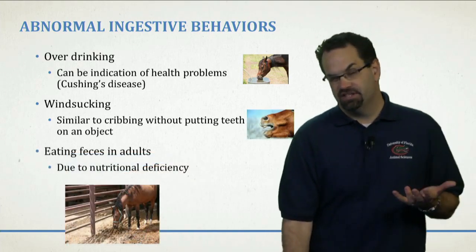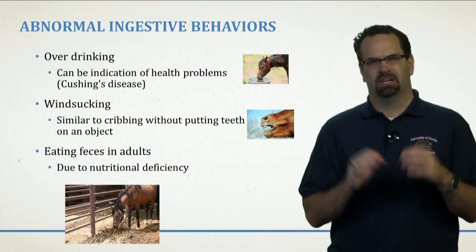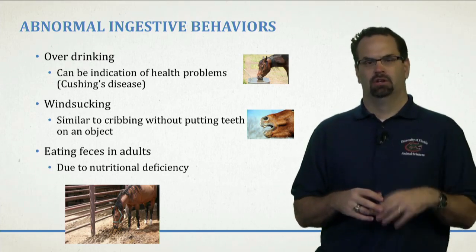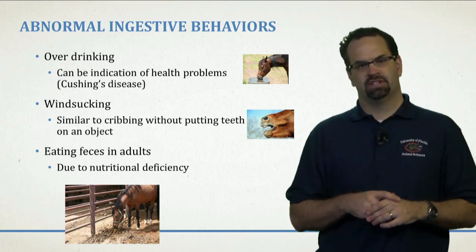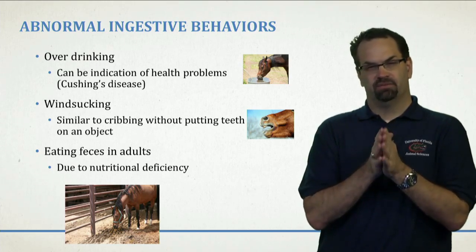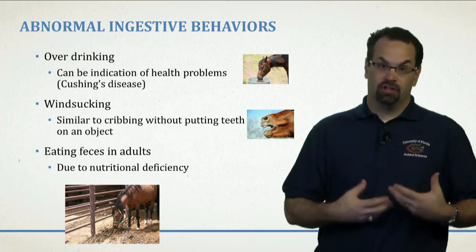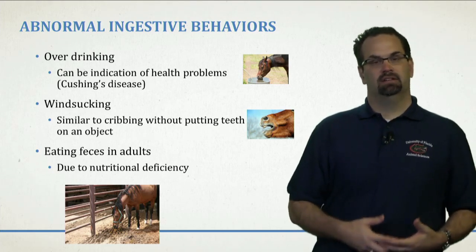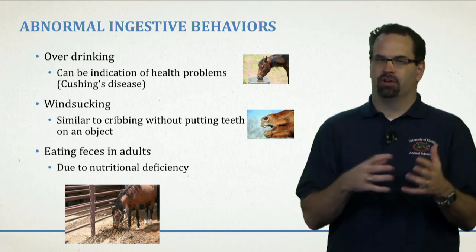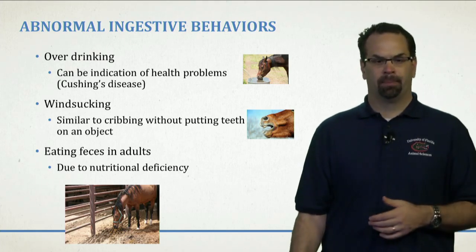Things like eating feces for adult horses is abnormal, and typically it's because there's something lacking in their diet, a nutritional deficiency, or they're starving. You'll notice they'll start to eat their feces. Now, I will say in foals, it is normal for them to eat some feces because we believe that helps them establish the good gut bacteria that they're going to need to digest forage in their lifetime. So that's a normal behavior for youngsters. It's the adults when they do this that is definitely abnormal.